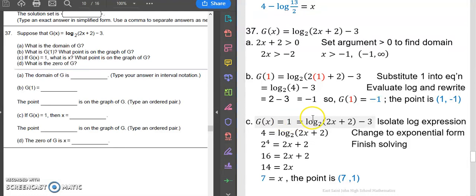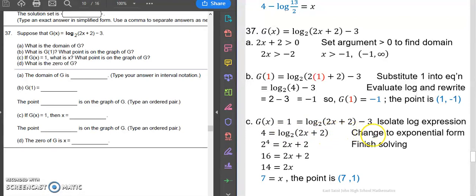So we're setting our equation now. We're setting the function equal to 1. So first, to solve this, we're solving for x. We want to have the logarithmic expression isolated. So we're going to add 3 to both sides of the equation first. 1 plus 3 gives us 4. So now we have 4 equal to this logarithmic expression over here.